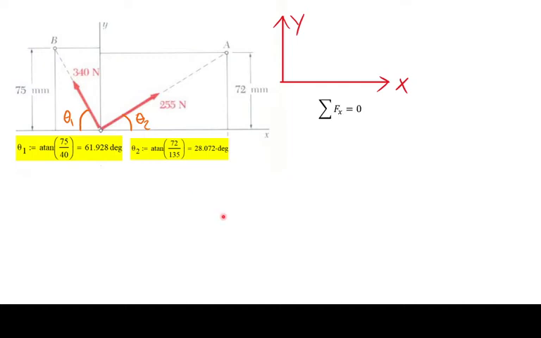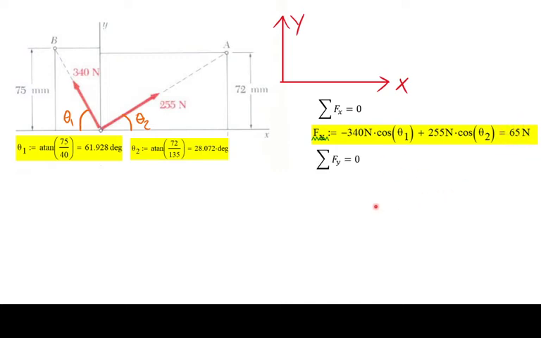Now we have to solve for the forces in the x direction. Remember, everything to the left would be negative, so this right here is going to be negative 340 newtons times cosine theta 1. This one is going to be to the right, so that'll be 255 newtons times cosine theta 2. And this right here is our answer. Then for the y direction, everything's up, so everything's going to be positive, except we use the sine because we've broken this into the components. We want this portion of the vector only.